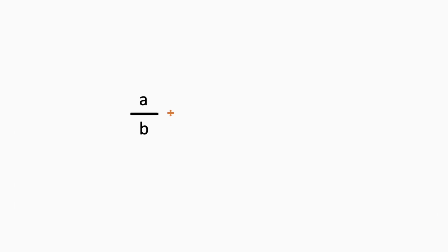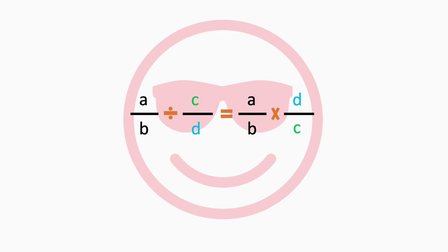So easy. Therefore, to calculate the division of two fractions, we can multiply the first fraction by the inverse of the second fraction. You can try this method on different examples and see the result.